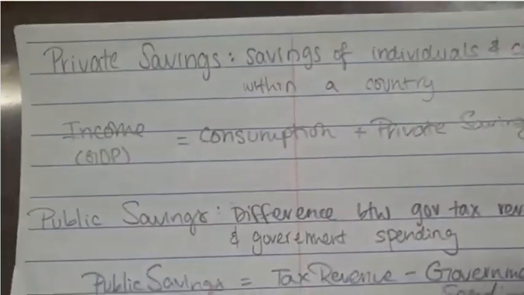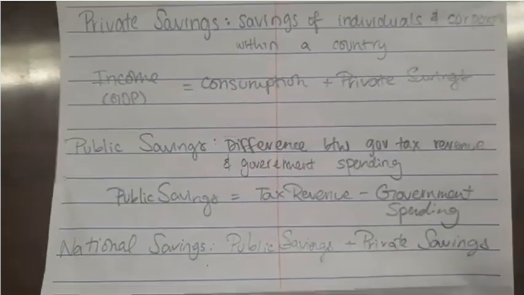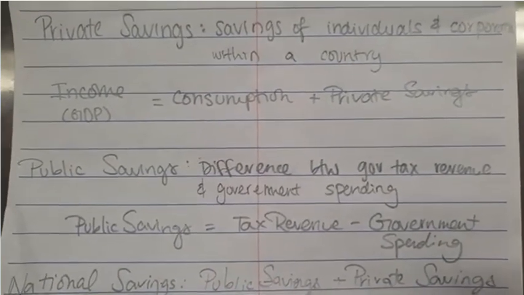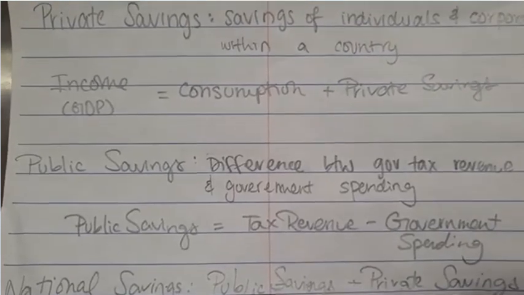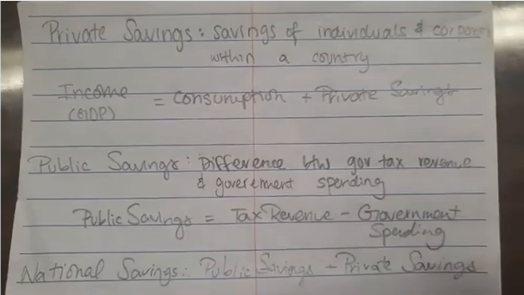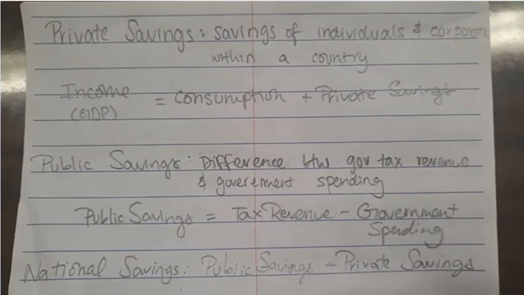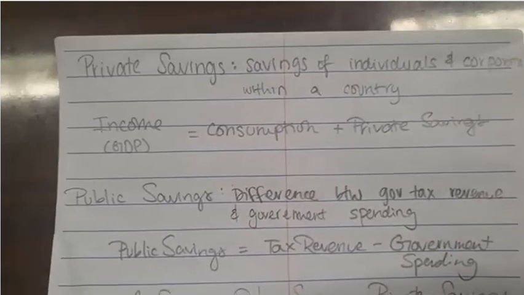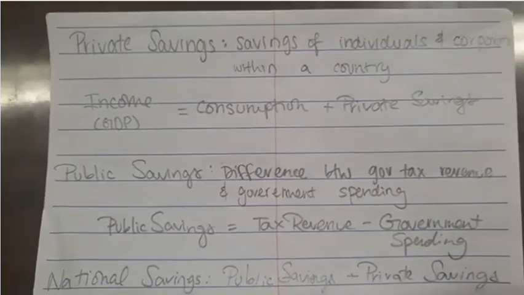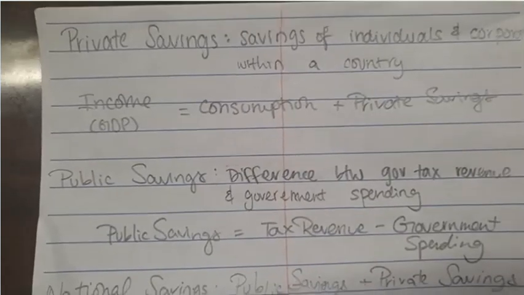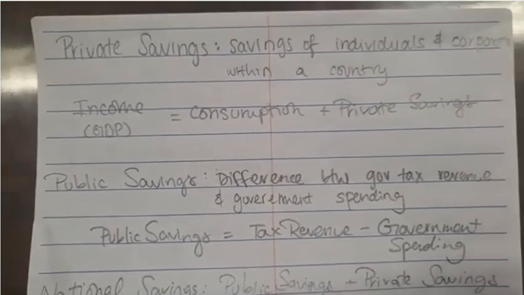And now to talk about private savings and public savings and national savings. Private savings are savings of individuals or corporations within a country. So that formula is GDP equals consumption plus private savings. If you want to figure out what private savings is equal to, you can do a little algebra here and you get GDP minus consumption equals private savings.